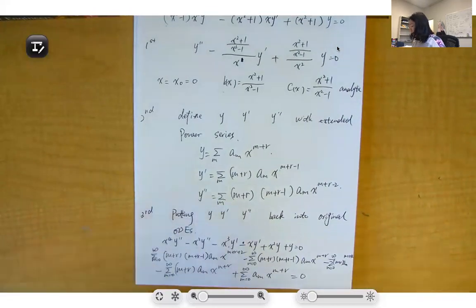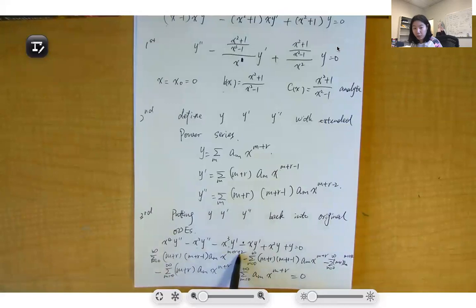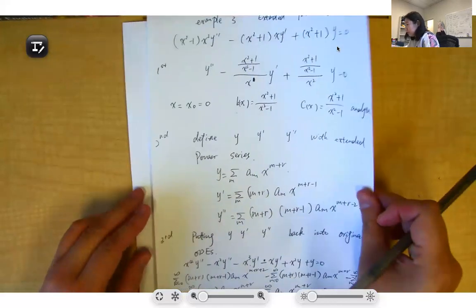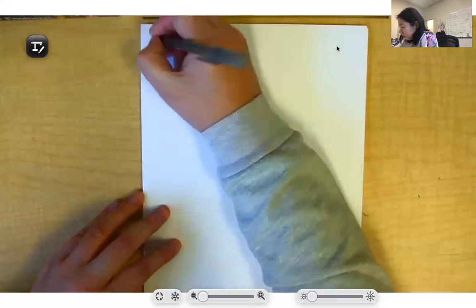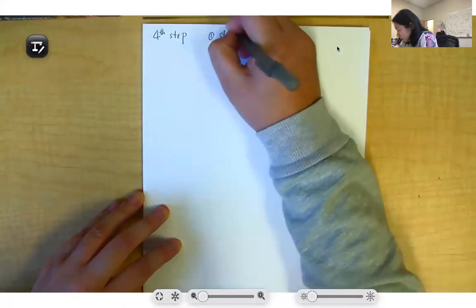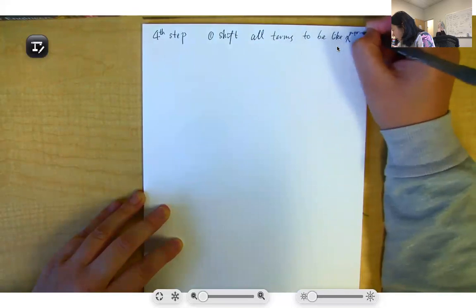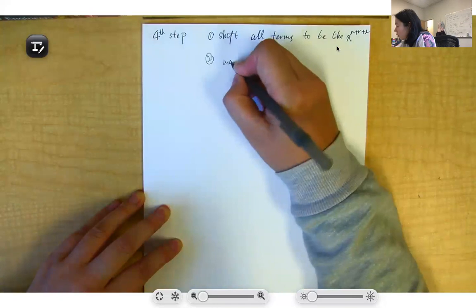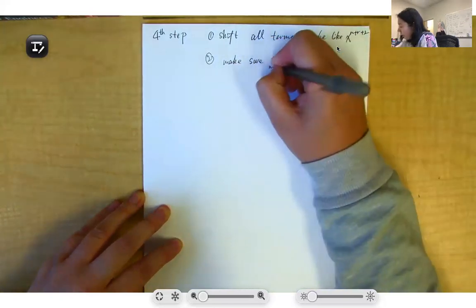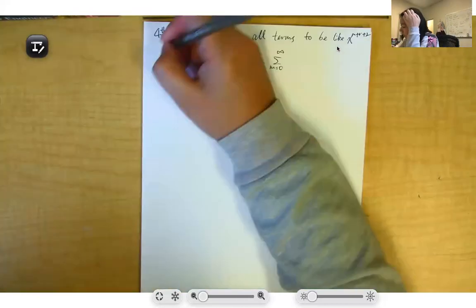Okay, so these are all six terms written by the power series, and we just need to know which term is the highest term. Then we shift all the exponent parts to be like the highest term, which is x to the m plus r plus 2 for this problem. After that, we also need to make sure that all the sums start with m equals 0. So the first step involves two things: first, shift all terms to be like x to the m plus r plus 2, that is the highest term. Second, make sure that the sums start from m equals 0 to infinity. That is the most important step for power series.